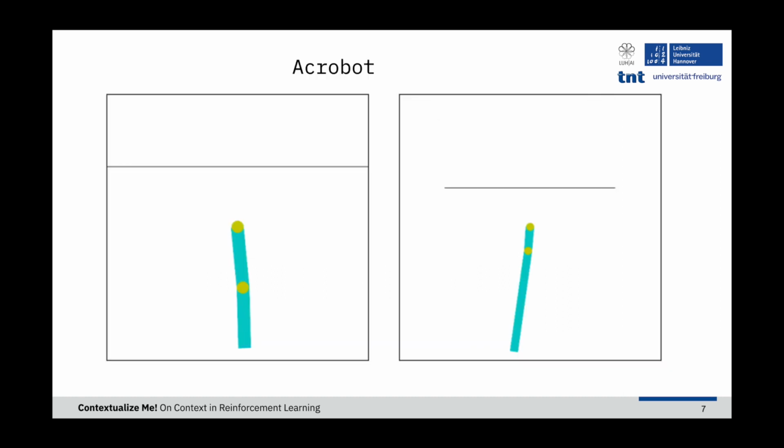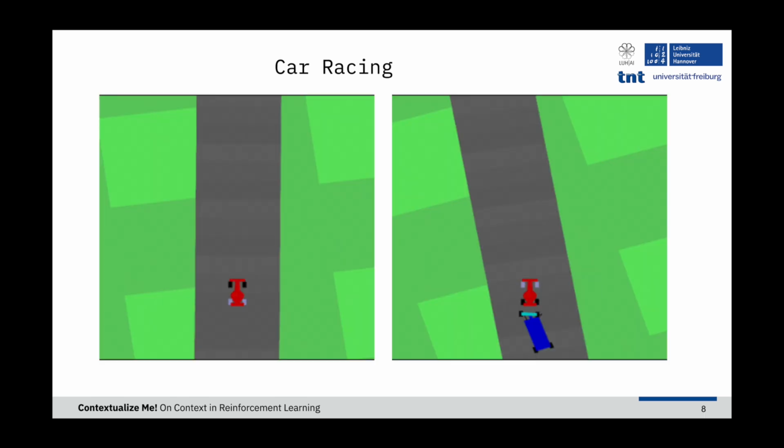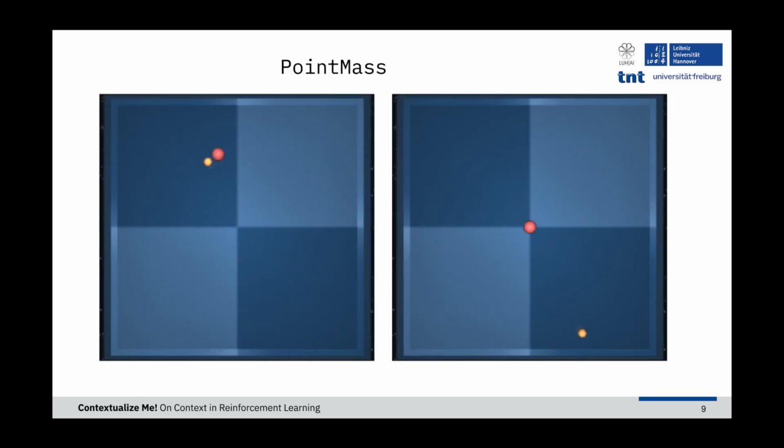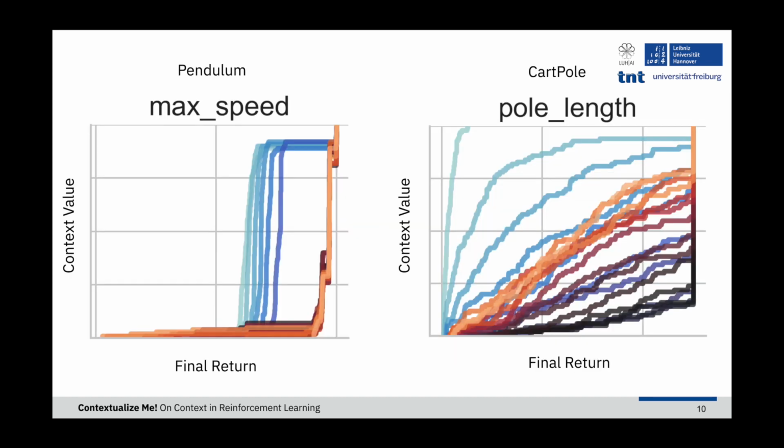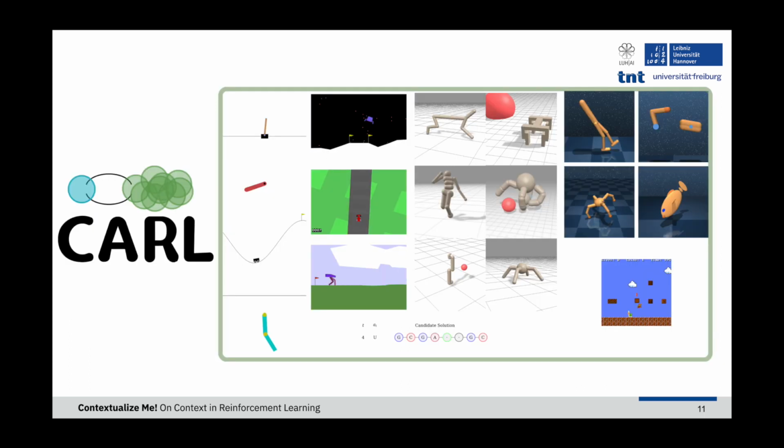Examples of context on different environments include acrobat here with a very long length, car racing where a race car now has a trailer, and point mass where we can change the starting and goal locations for the agent. RL agents can't usually generalize well to such different contexts as we see in this example plot. Instead, they need to learn about the variations in the environment in some more explicit way. And this is where Carl comes in.